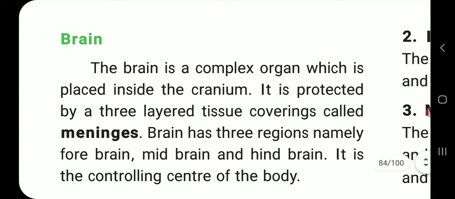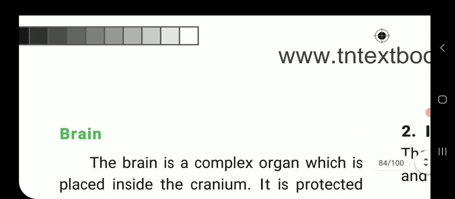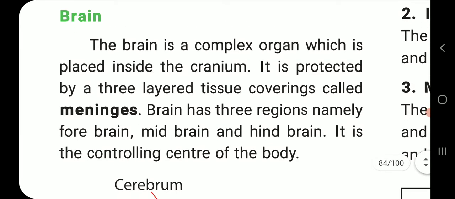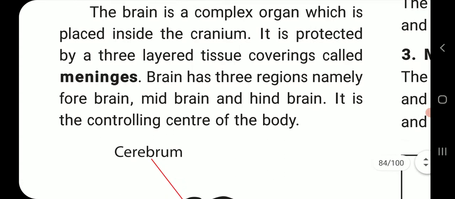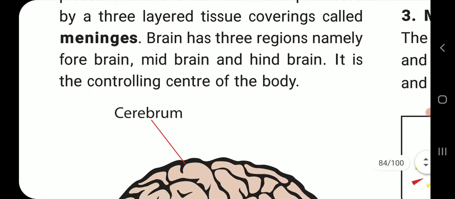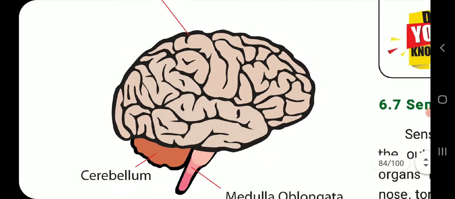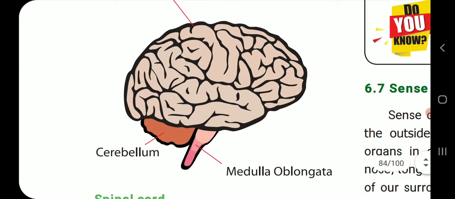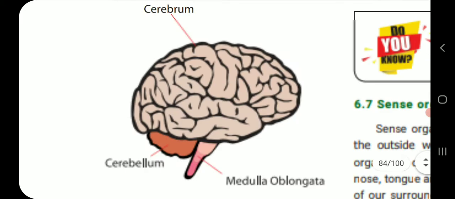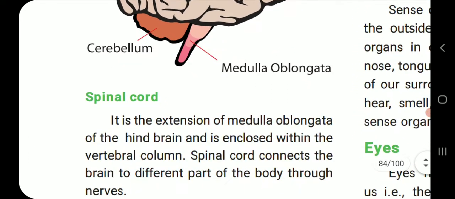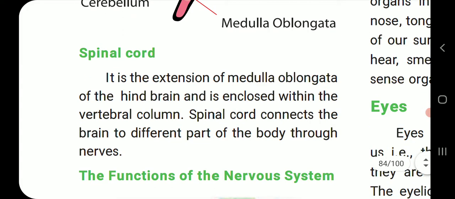Okay, then I told you the nervous system includes the brain. See, the brain is a complex organ which is placed inside the cranium, and this brain is protected by three layer membranes called meninges, and the three parts of the brain are cerebrum, cerebellum and then the medulla oblongata. This medulla oblongata elongates and forms the spinal cord.